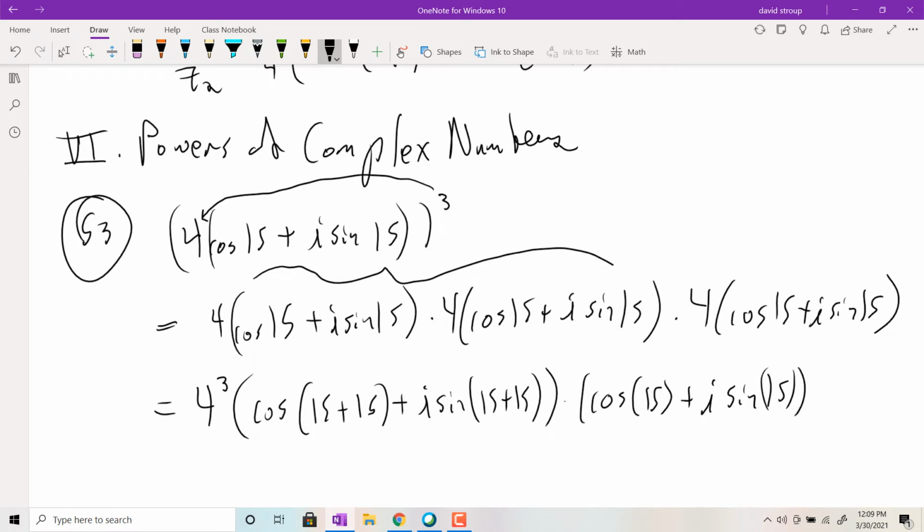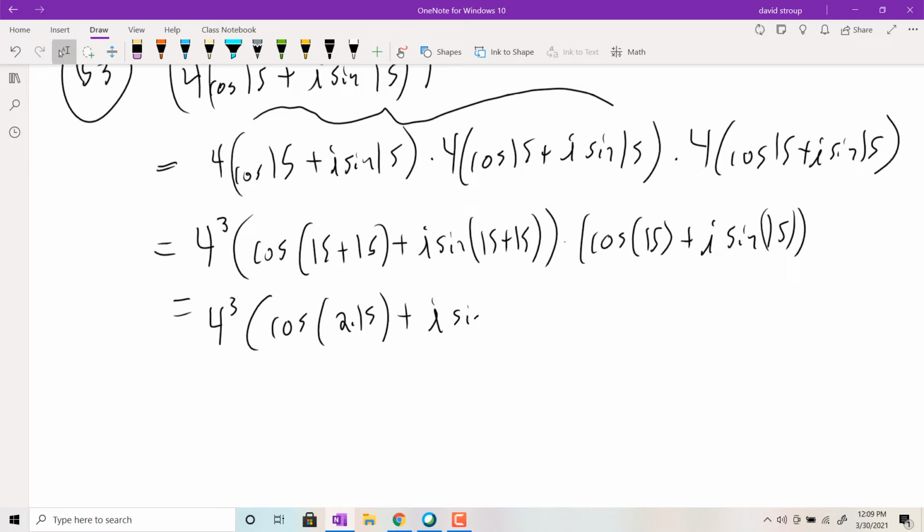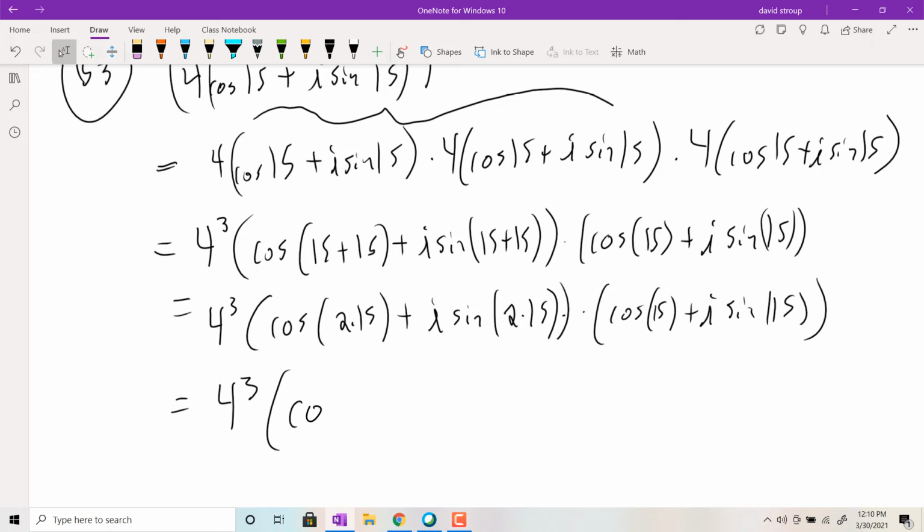So what? Well, then if you multiply again, you're just going to add in another one. So right now I have 2 of them. 4 cubed, it's cosine of 2 times 15. It's I sine of, because 15 plus 15 is the same as 2 times 15. And then 15 plus 15 plus 15 is what? Well, that's 3 times 15. Okay. So if I have cosine 15 plus I sine of 15, this will then turn into 4 cubed times cosine of 3 times 15.